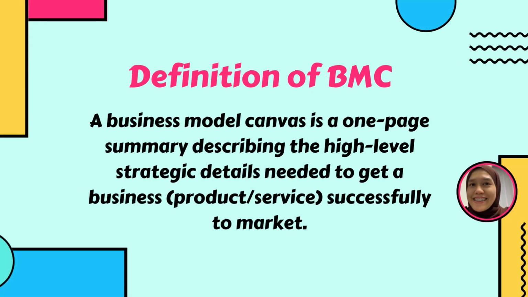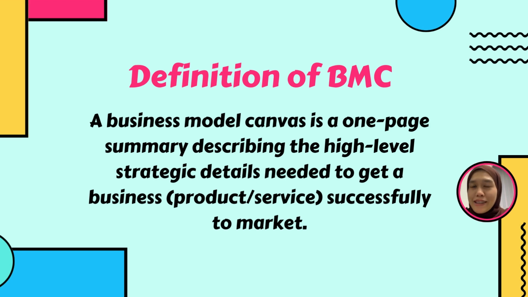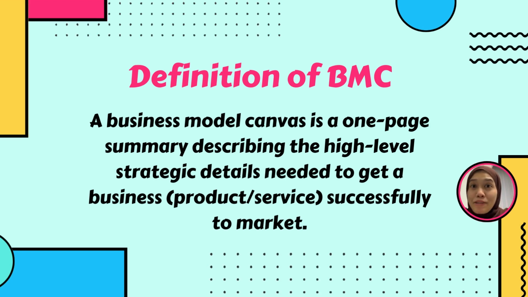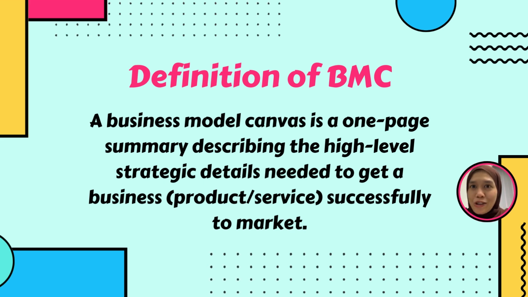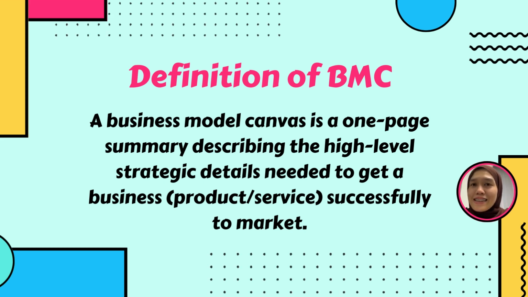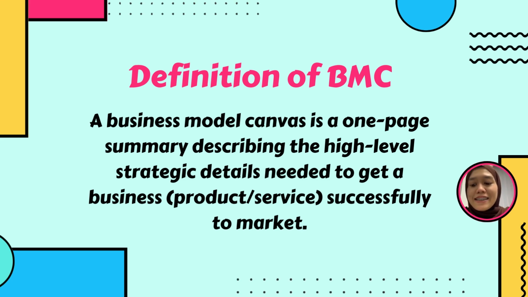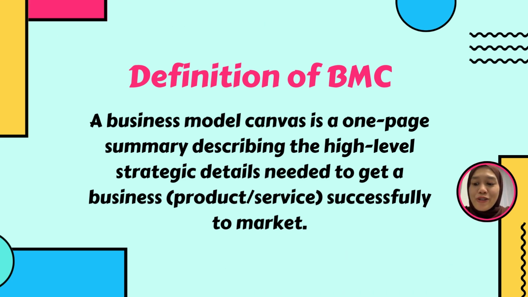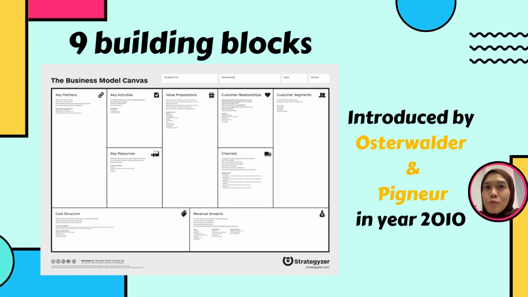Hello students! Today we are going to learn Business Model Canvas or BMC. BMC is a one-page summary describing the high-level strategic details needed to get a business, which is a product or service, successfully to the market. It is a simple and easy framework to give an overview of the business. BMC consists of 9 building blocks to understand the overall picture of our chosen business.